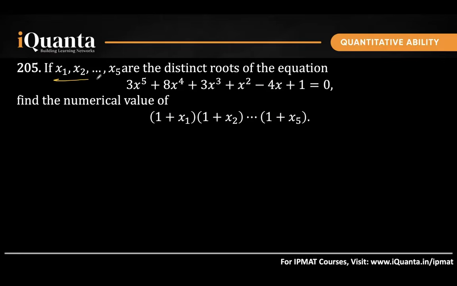Next is, if x1, x2, x3, and so on up to x5 are the distinct roots of this equation, 3x to the power 5 plus 8x to the power 4 plus 3x cube plus x square minus 4x plus 1 equal to 0.